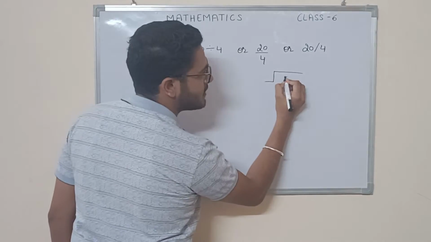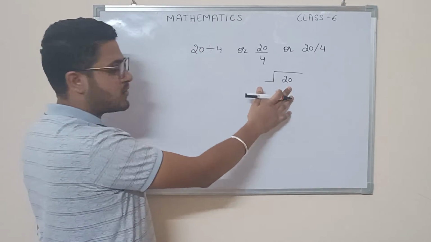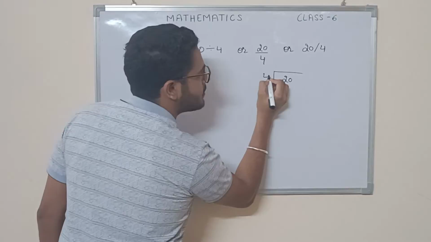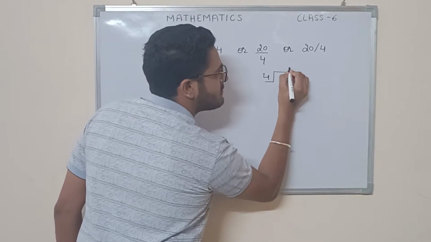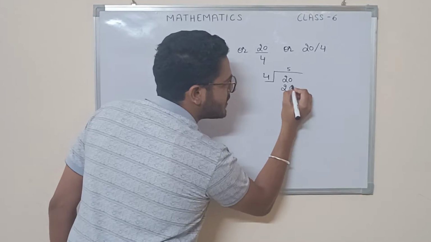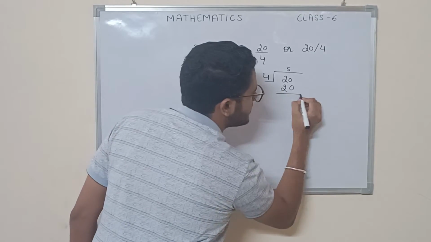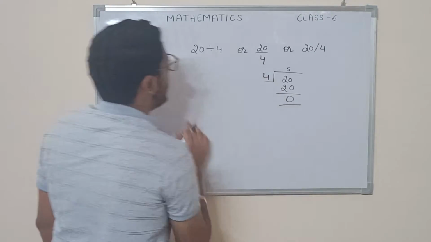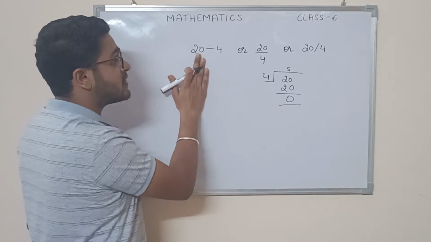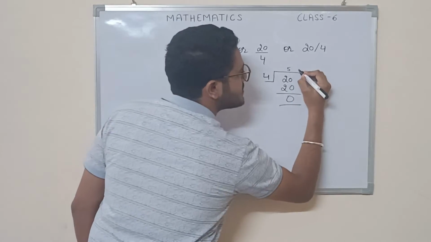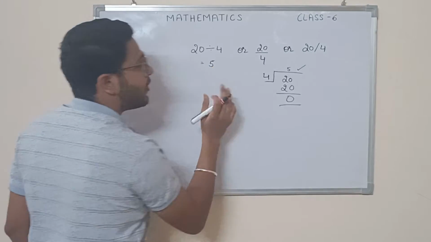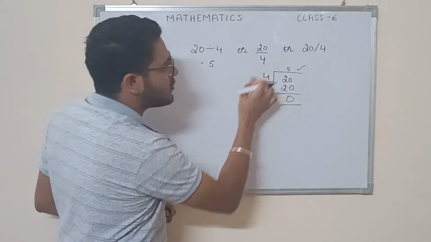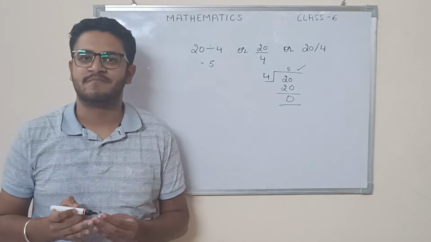Here it will be 20, and 4 will be here. Let's divide. 4 5s are 20, and the remainder is 0. For this 20 divided by 4, our answer is 5. Now let's try to understand the different components of this division.